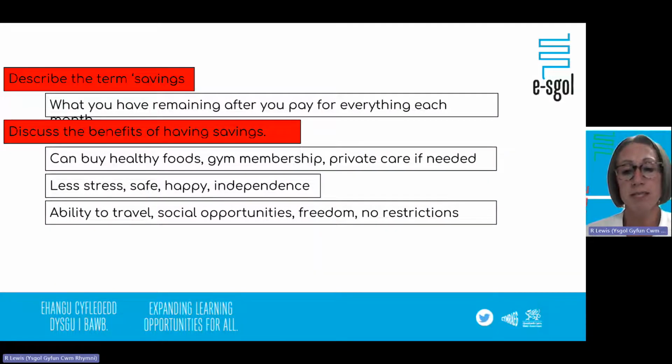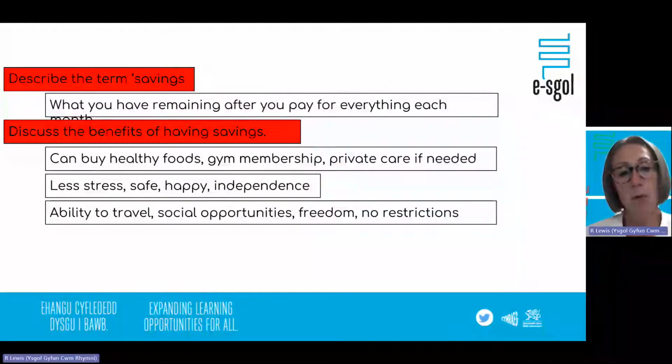So there would be less stress because I wouldn't have to worry about not being able to pay my bills, or maybe not being able to buy an essential item for the beginning of school, for example. I'd feel quite safe, comfortable, happy and independent, because I'm not having to depend on other people to help me financially. And also then I thought of, well, how would this affect me socially?